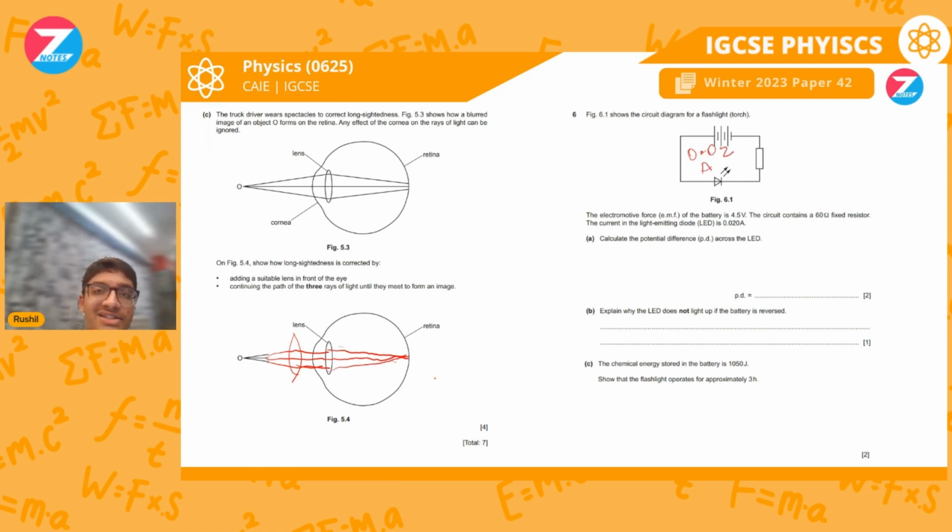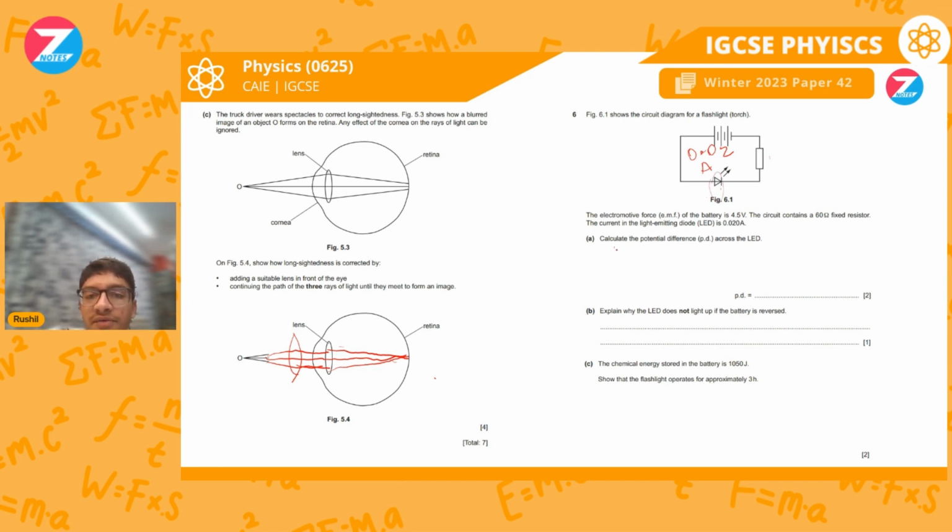Calculate the potential difference across the LED. Now, before calculating the potential difference across the LED, we know that since this circuit is in series, the potential difference of the battery will be divided between the LED and the resistor based on a ratio of the resistances. So we know the resistance of the resistor, so it's easier to first calculate the potential difference of the resistor, then subtract that from the total to find the potential difference of this lamp.